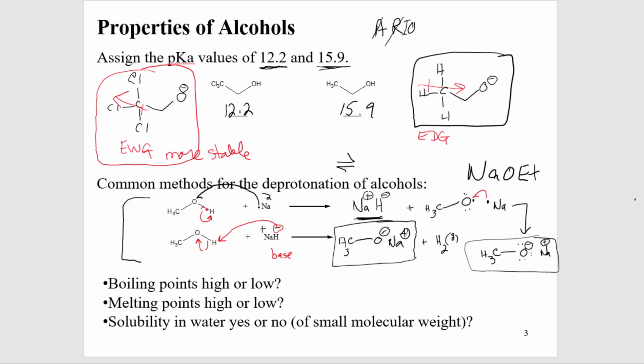And if that bubbles away out of your solution, you can't go back because it's bubbling. You're actually removing it. This is what's helping drive Le Chatelier's principle in one direction, because you can't put the H2 back on. So if you want to get complete deprotonation, I would use sodium hydride. Sodium metal can be kind of a pain in the butt.